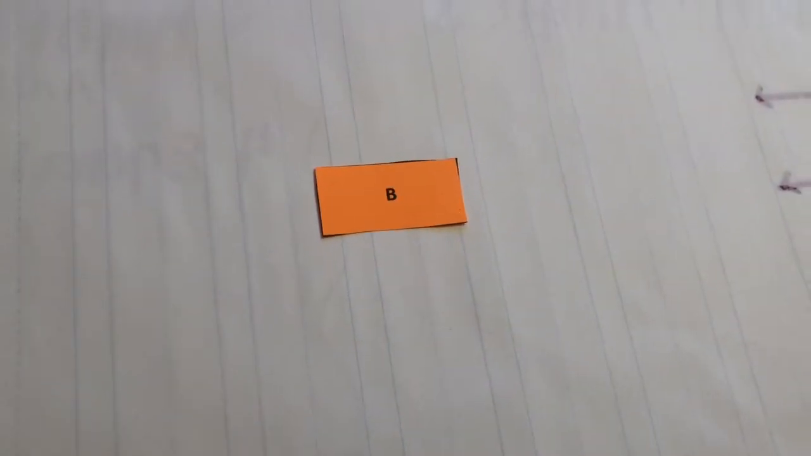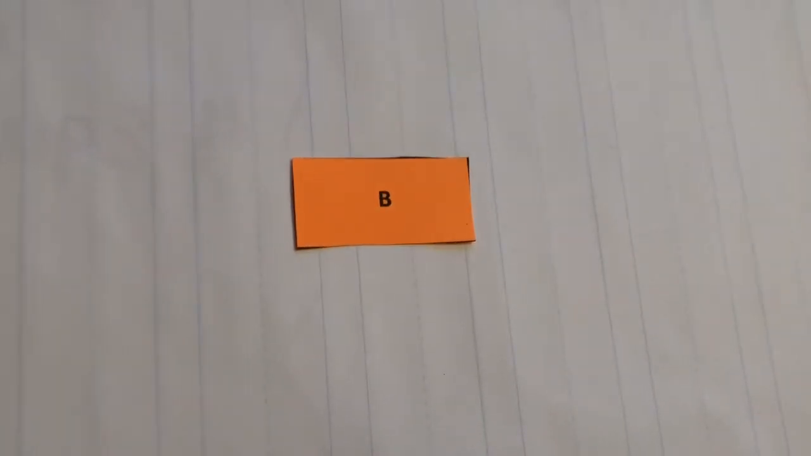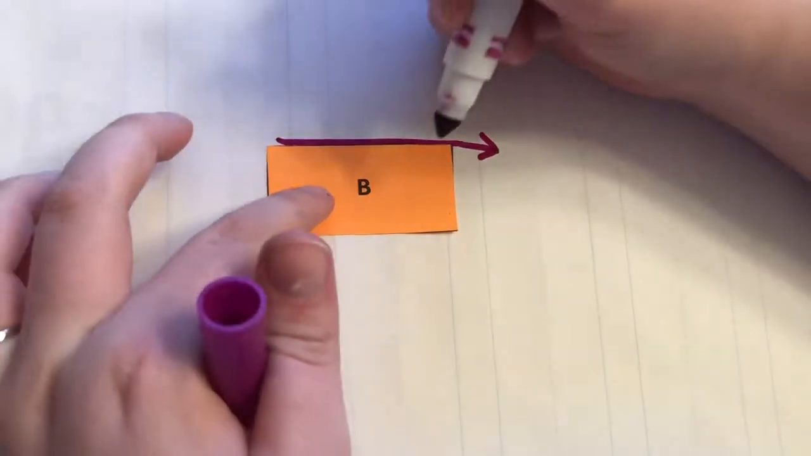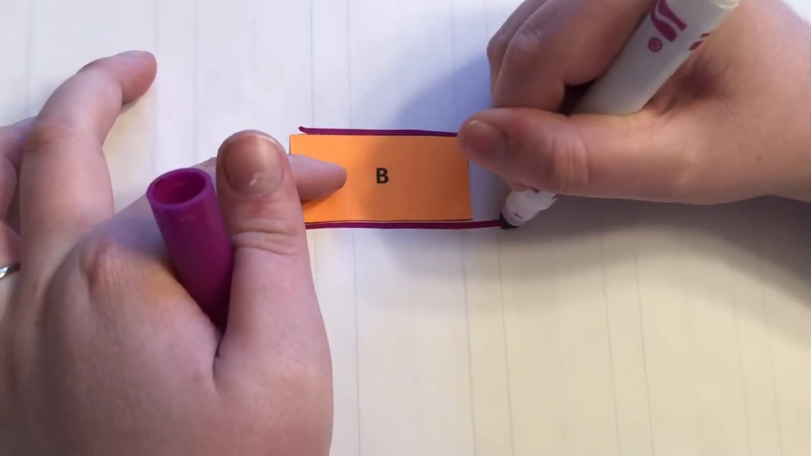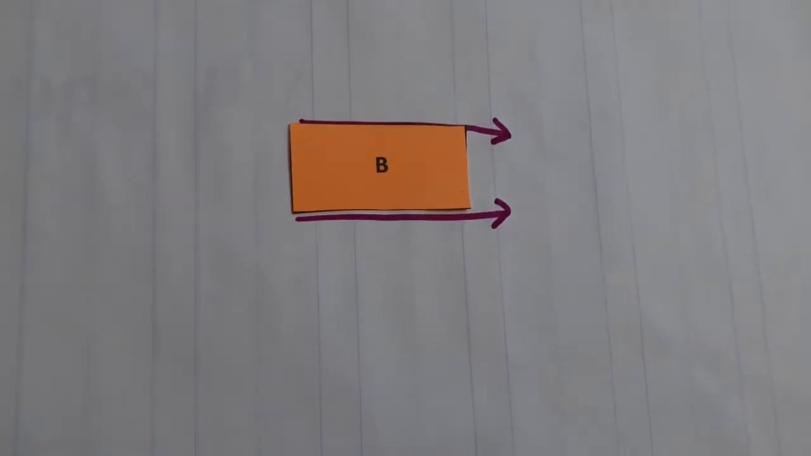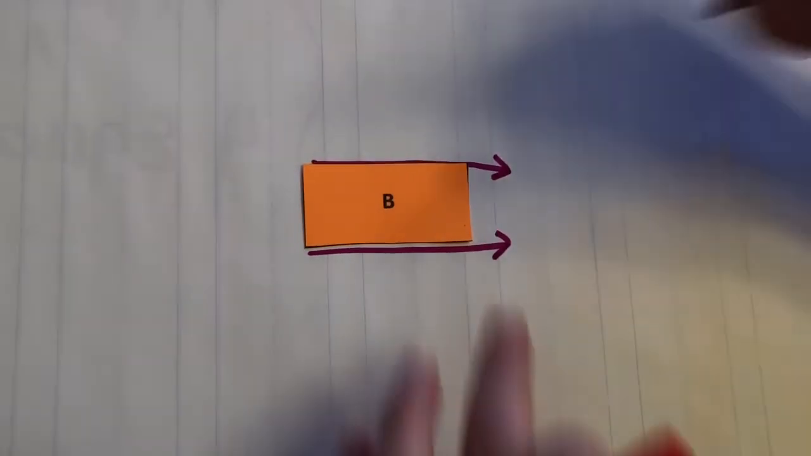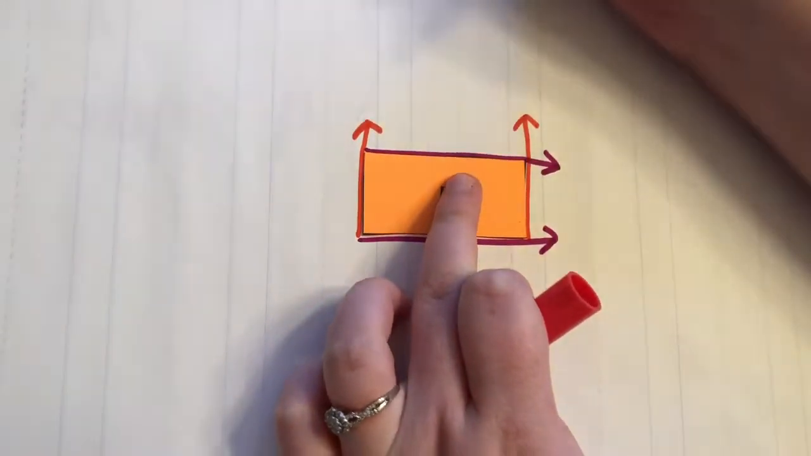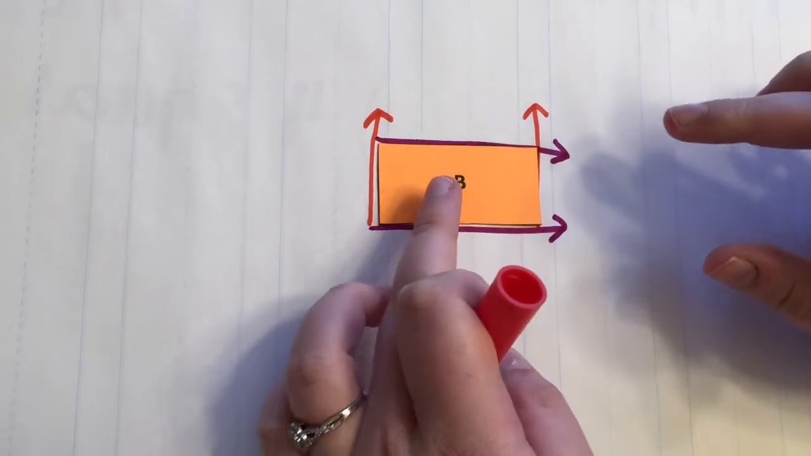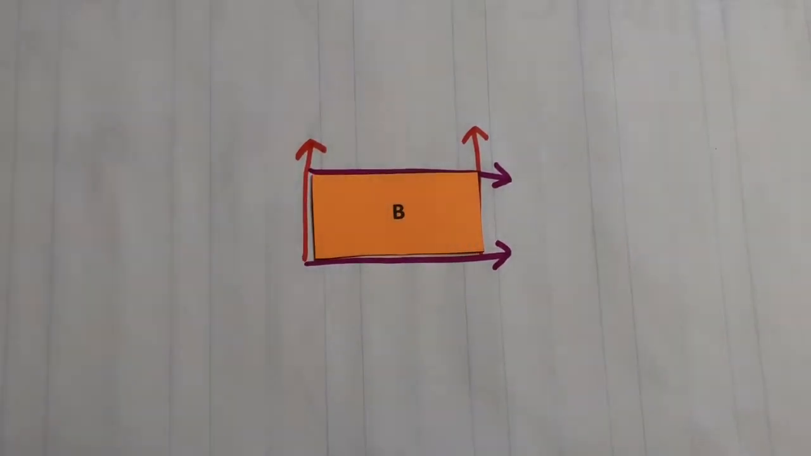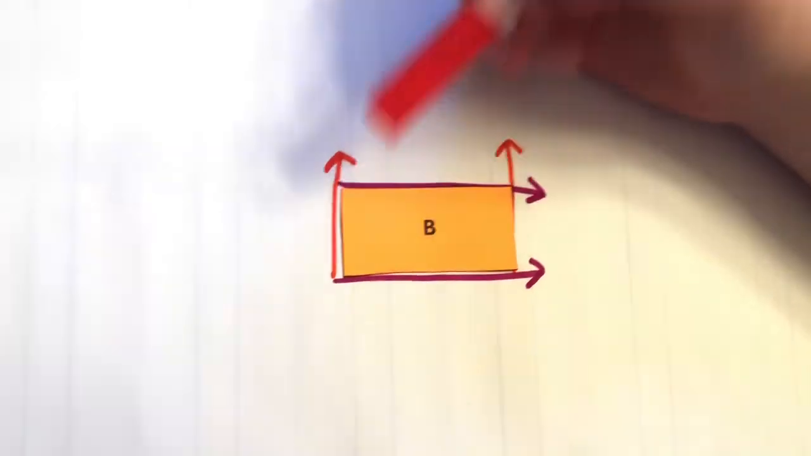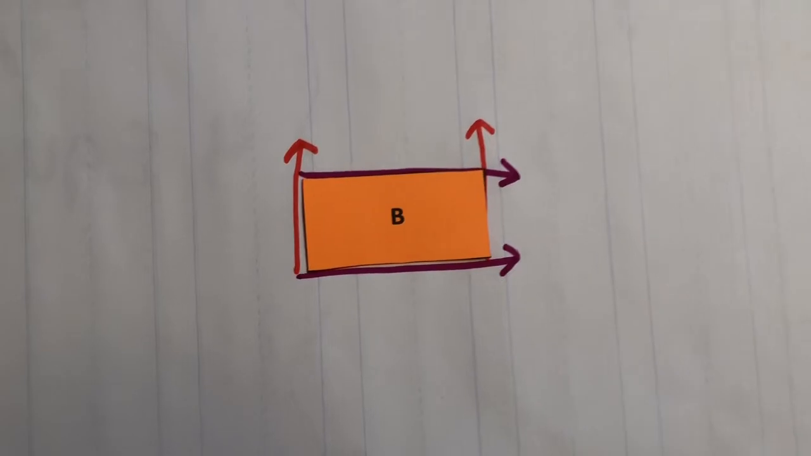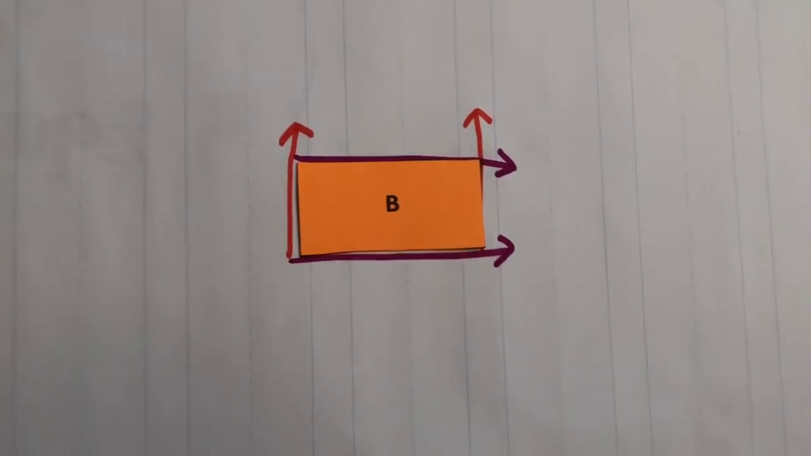So let's see, does it have any parallel lines? I see 1 set of parallel lines right here and down here. And then there's 1 more set of parallel lines right here. Okay, so remember, 2 sets of parallel lines. And what about the angles? What kind of angles? I see 4 right angles. So what quadrilateral is this, class? It is a rectangle.